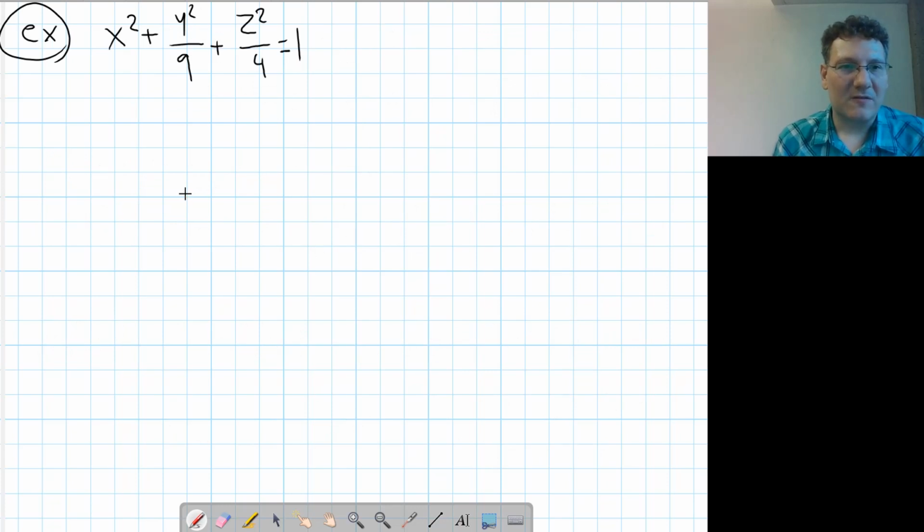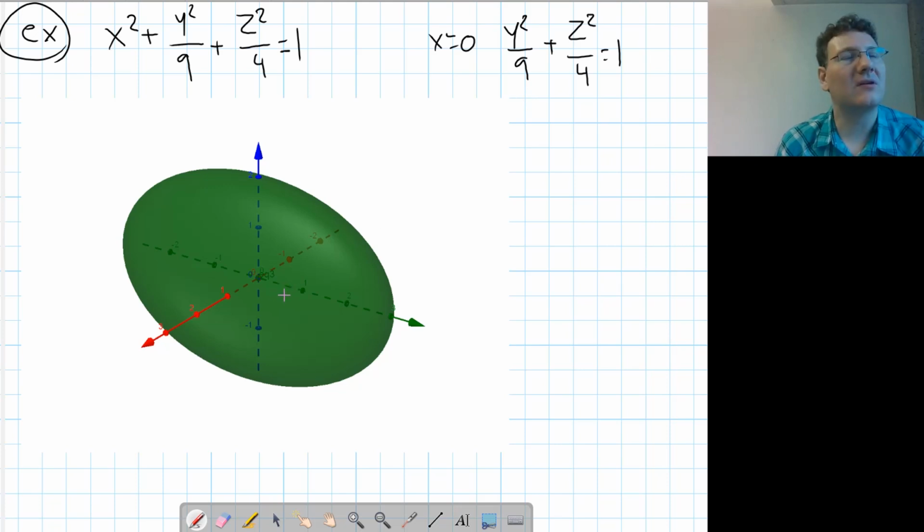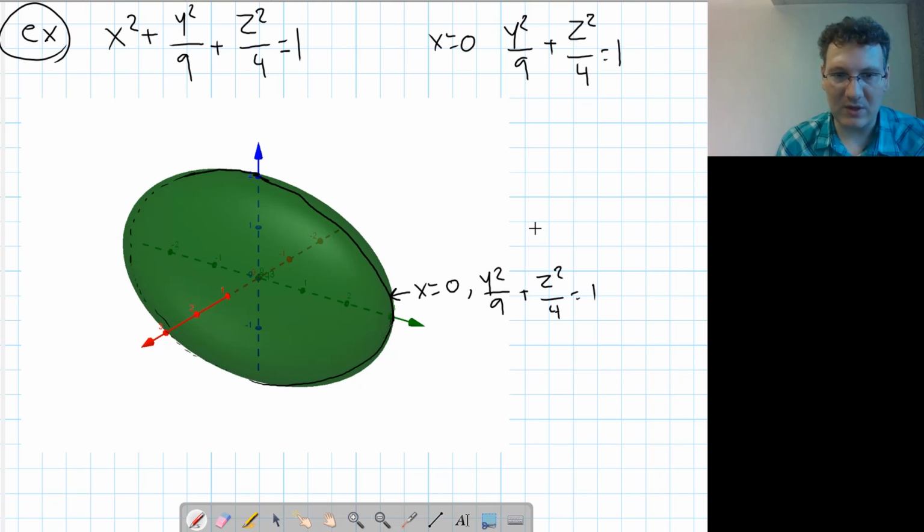All right, so say we have the quadratic surface x squared plus y squared over 9 plus z squared over 4 equals 1. This is what it would look like graphed out. If we were to, for example, set each of these variables equal to 0 one by one, let's say x equals 0, you're going to get y squared over 9 plus z squared over 4 equals 1. And what that comes out to be, if you recall, is an ellipse with the y-axis going 3 out in either direction. So this would be the trace where x equals 0.